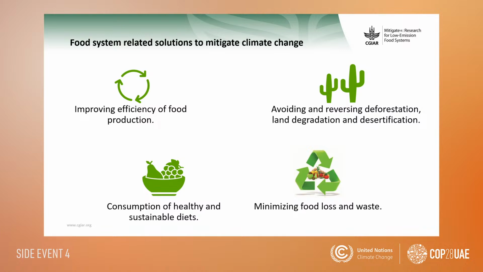Food systems and related solutions to mitigate climate change can be found in 4 areas: improving the efficiency of food production; avoiding and reversing deforestation, land degradation, and desertification; consumption of healthy and sustainable diets; and minimizing food loss and waste. I think at least in the first 2, you can see opportunities for positive impacts on human well-being and livelihoods by improving the efficiency of food production and reversing land degradation and desertification, but also in consumption of healthy diets with its impact on human health.